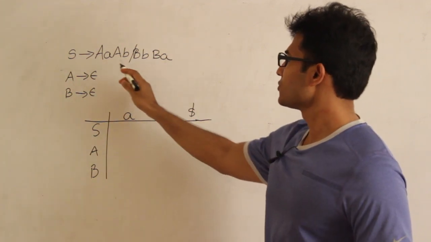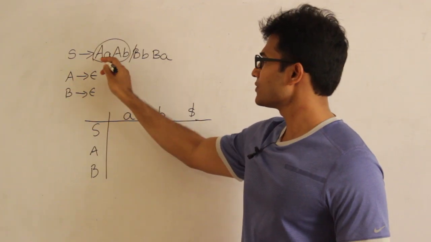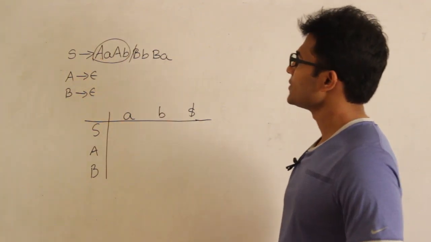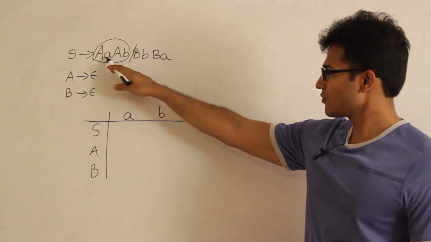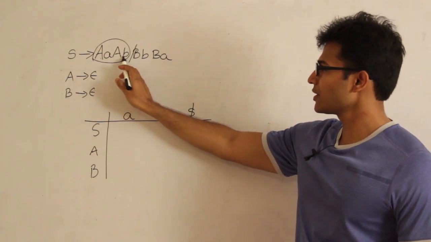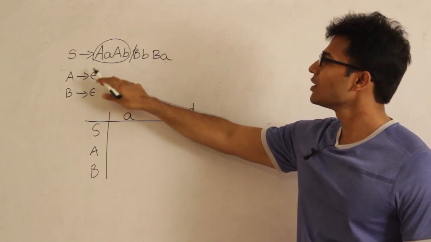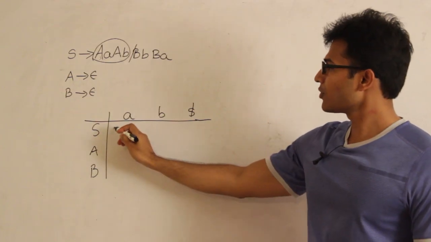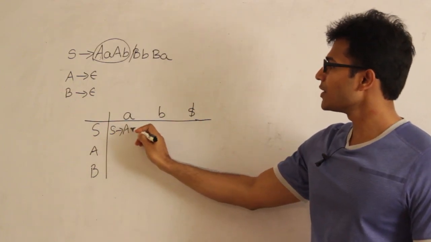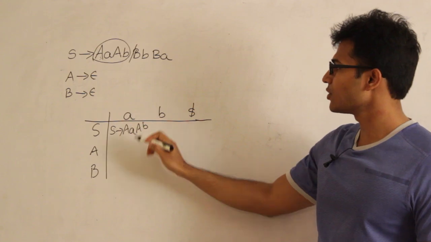So where should we place the first production, S derives AB? It has to be placed under the S row, under what column? Under first of the entire thing. So what is first of this entire thing? First of this entire thing is first of A. First of A is epsilon. If I put epsilon, I get small a. Therefore that production has to be placed under small a. Why? First of right hand side is simply small a.